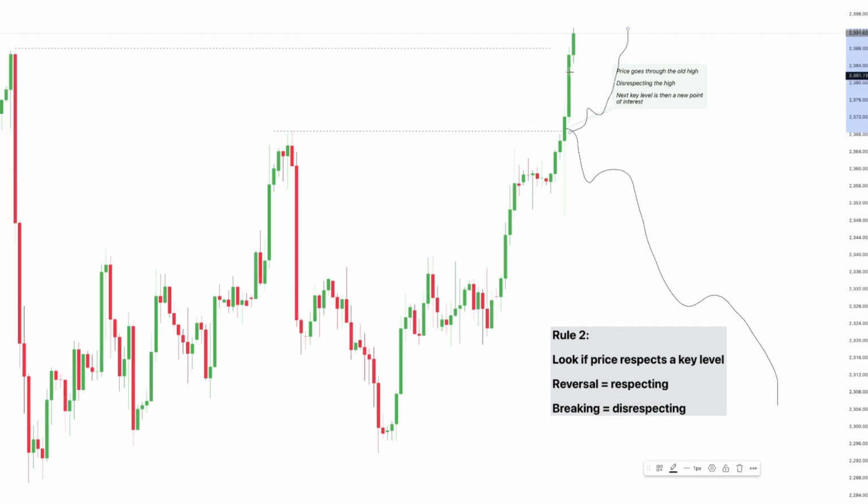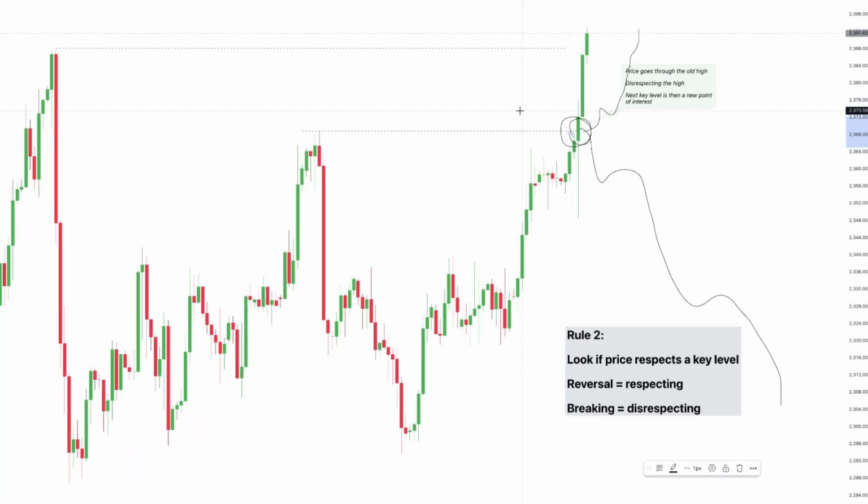You can see, of course, in hindsight that this key level is not respected. Price goes through the old high, disrespecting the high. And if you see this happening, if you see that key level being disrespected, then your eyes should immediately go to where is the next important level. That was here. So you could have taken a nice long towards this high from this point where you knew, okay, we're not going to respect this level. So in this candle, you could have made your money.